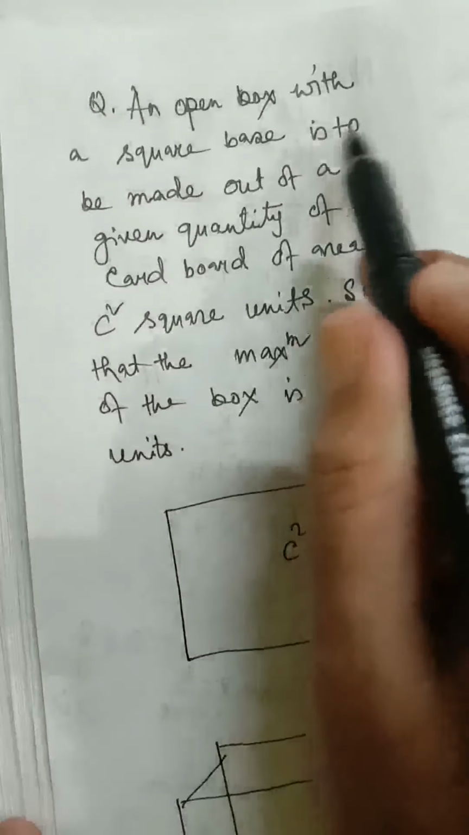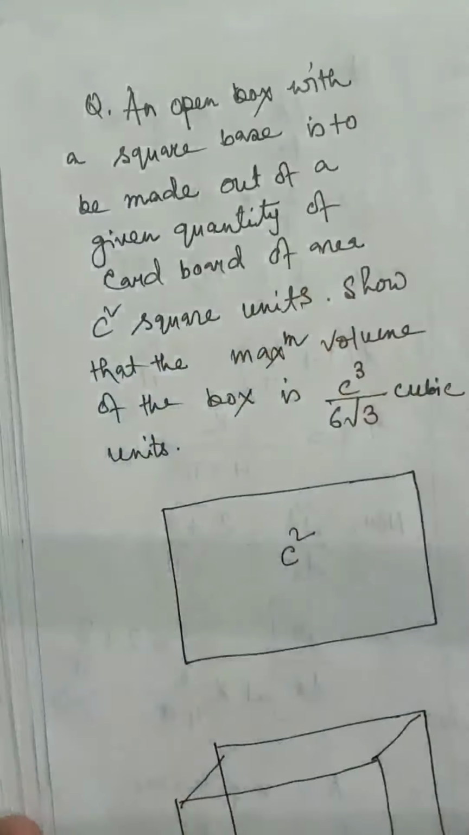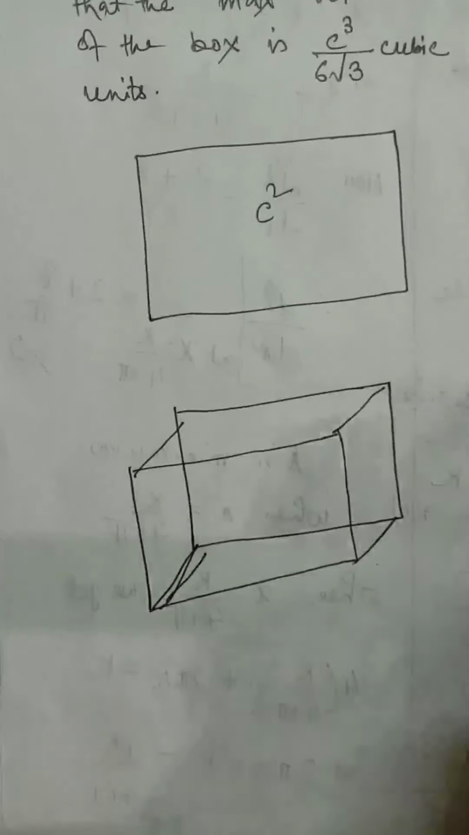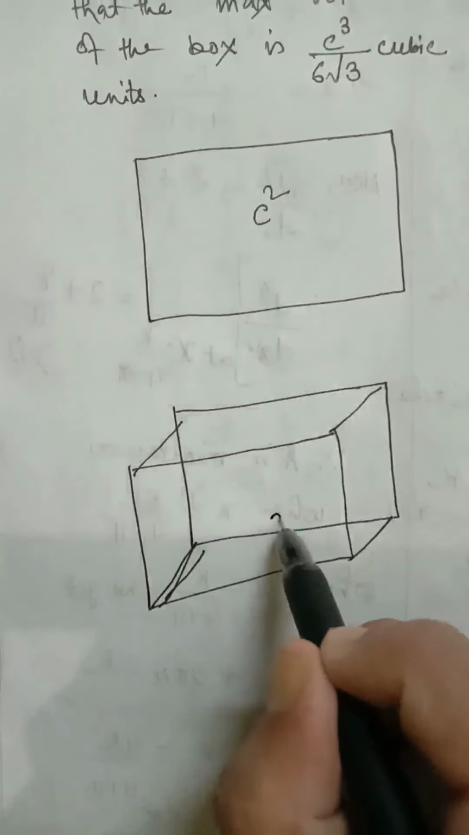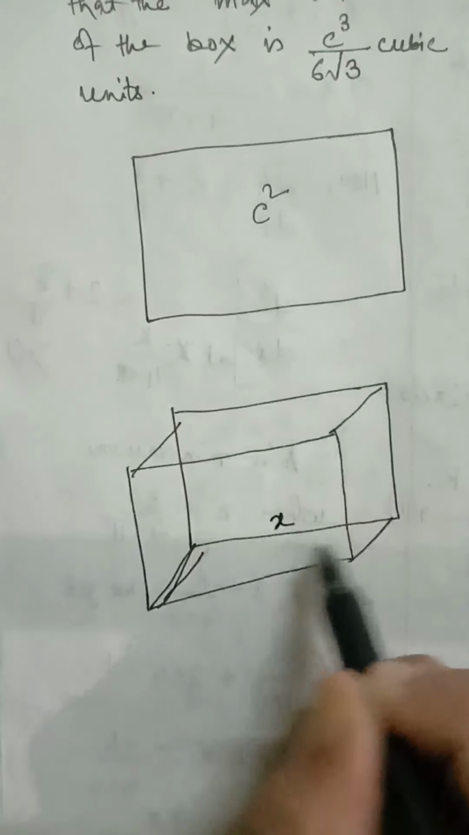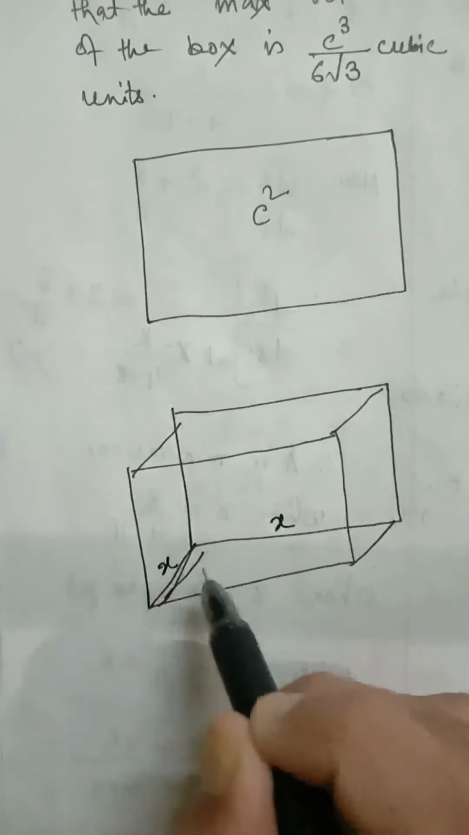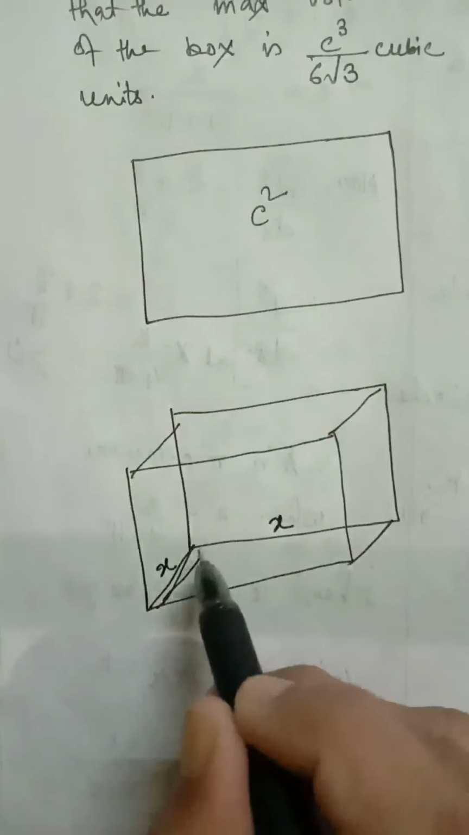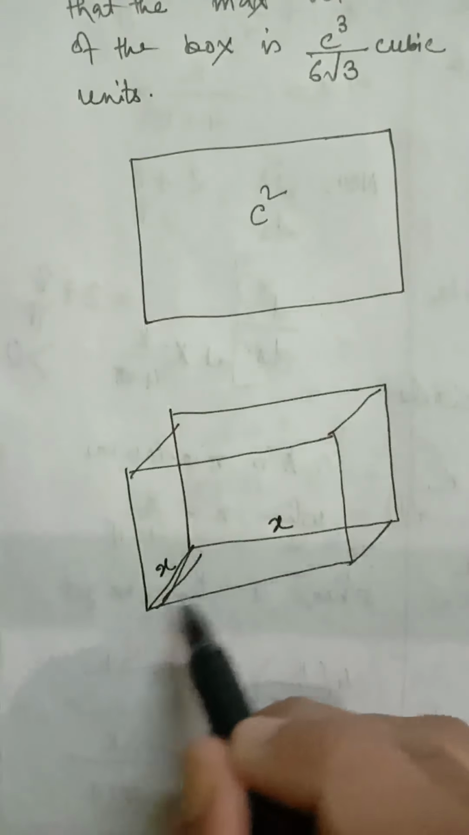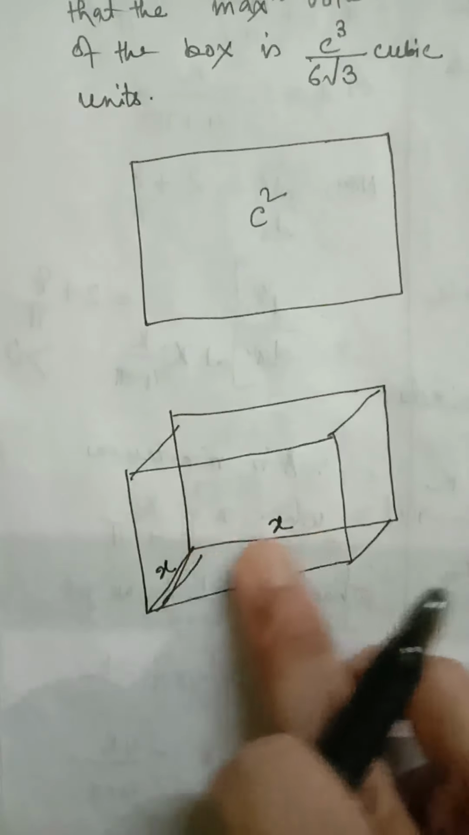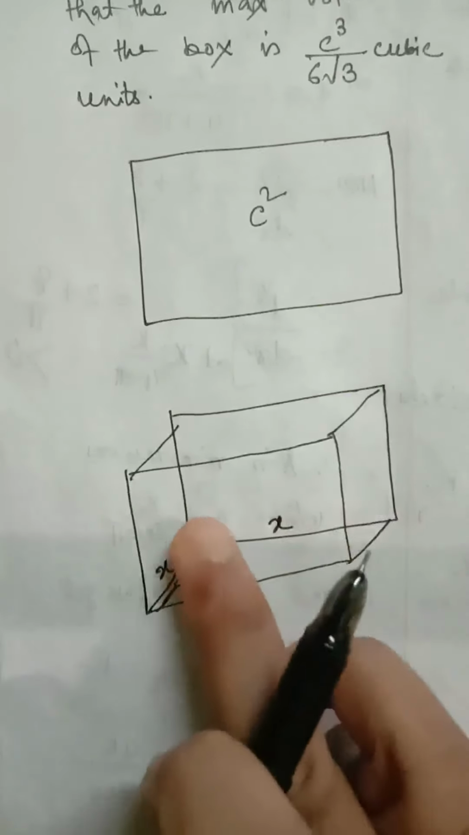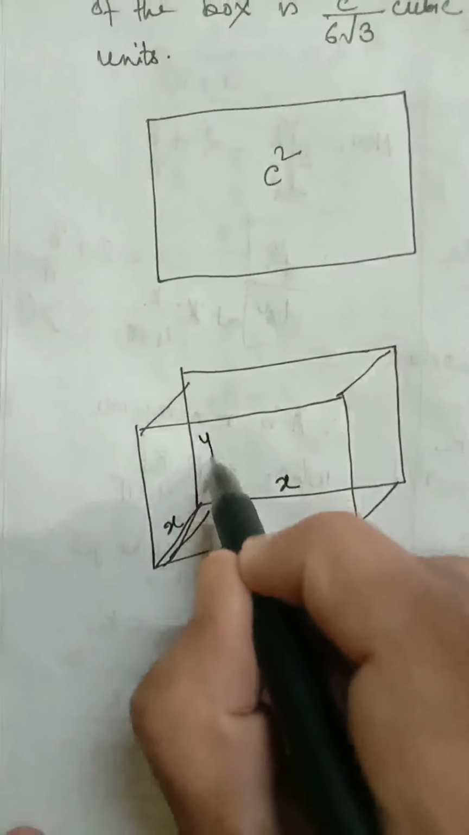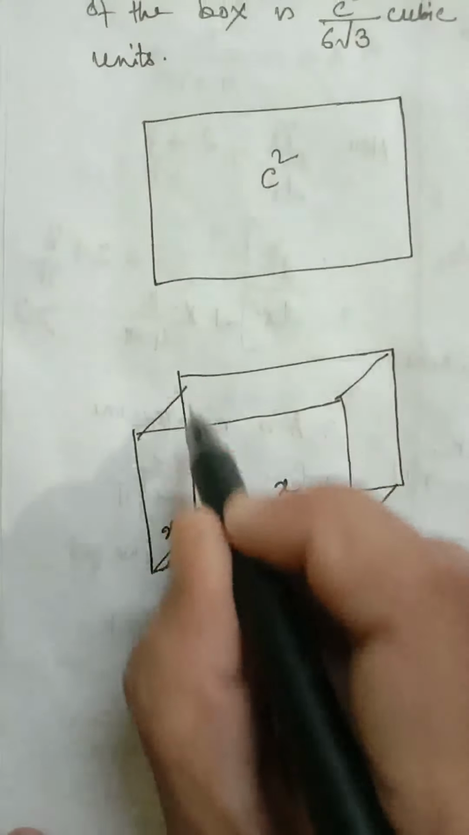An open box with a square base is to be made. My figure is not correct, but you can see the base. The square base means the length and breadth of the base are equal. Suppose x is the length, x is the breadth, and let us assume that y is the height of the box.